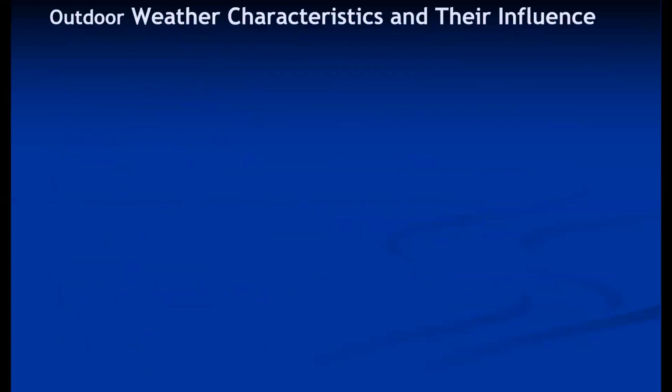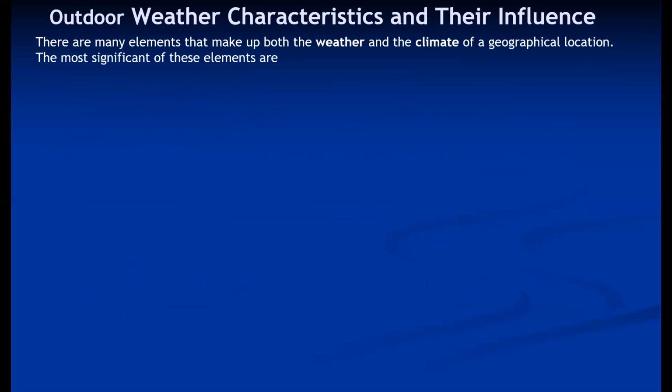Outdoor weather characteristics and their influences. There are many elements that make up both the weather and climate of a geographical location. Most significant of these elements are, almost there are five weather characteristics, mainly the temperature. It also varies with altitude and latitude, because generally at high altitude the temperature is low.